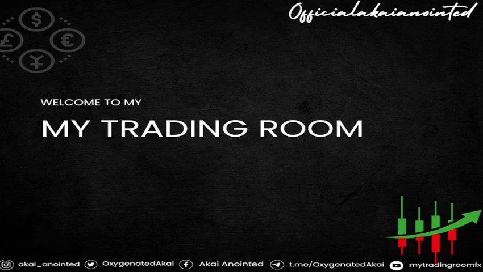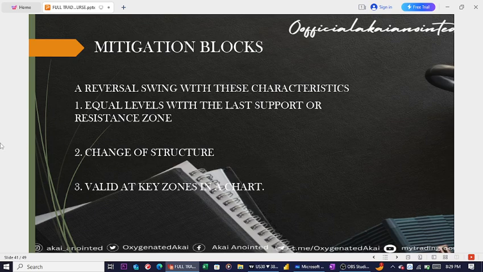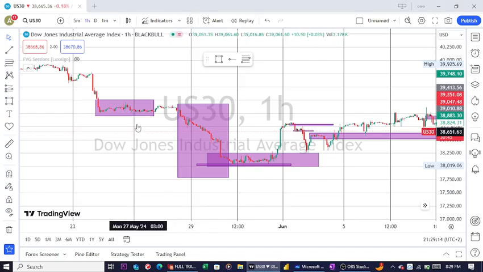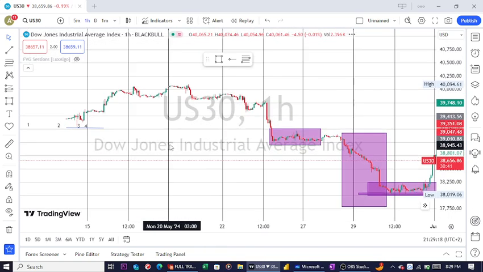So let me share my live screen. Over here we have the mitigation block, and I say it equal levels with the last support or resistance zone. Change of structure valid at key zones in the chart. Now I'm going to be checking if I will see a breakout block.